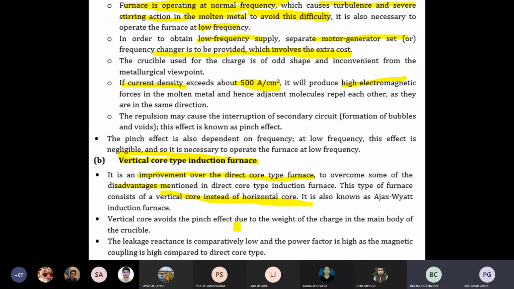The vertical core avoids the pinch effect. The pinch effect is problematic. Here the pinch effect is there in the normal horizontal core type, but to remove that pinch effect from the system, you are using the vertical core type. Due to the weight of the charge in the main body of the furnace, the leakage reactance is comparatively low and the power factor is high, as the magnetic coupling is high compared to the direct core type.